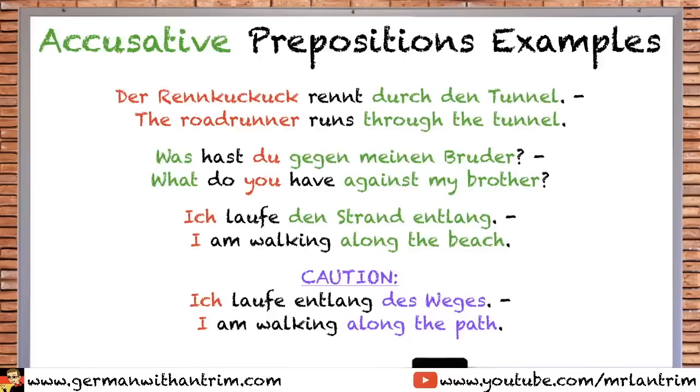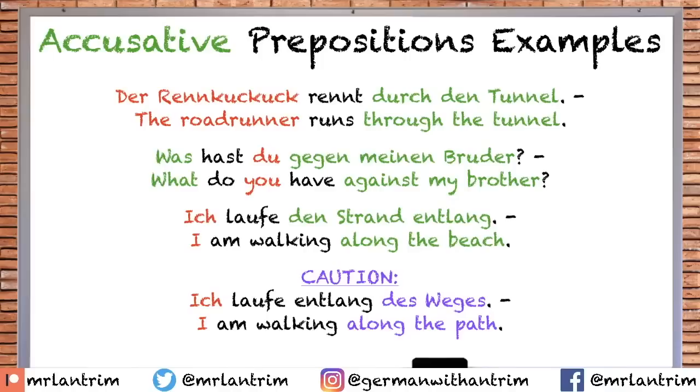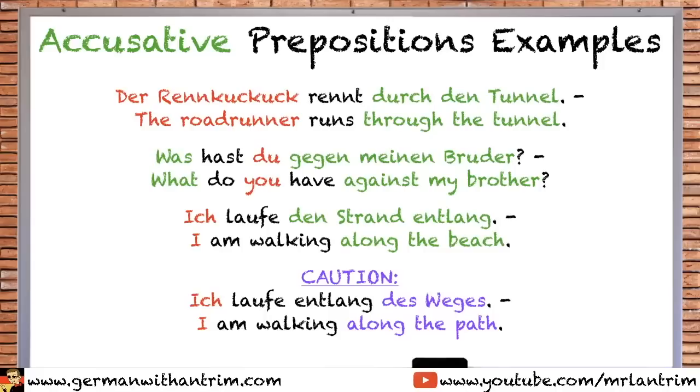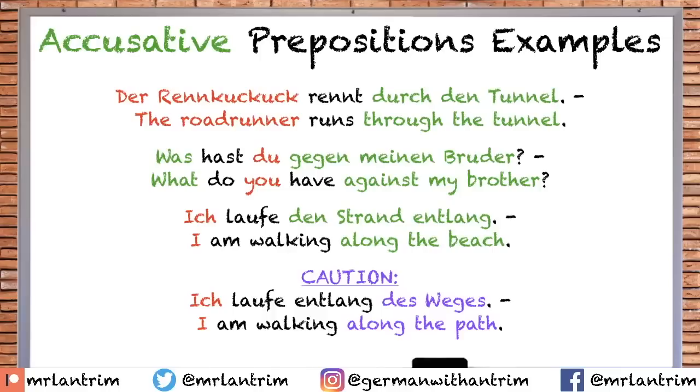Der Rennkuckuck rennt durch den Tunnel. The roadrunner runs through the tunnel. The tunnel is the thing in the prepositional phrase here, durch den Tunnel. And therefore it is accusative because durch requires the accusative case, den Tunnel because it's a masculine noun. Was hast du gegen meinen Bruder? What do you have against my brother? Gegen is against. Meinen Bruder has an en at the end because it's a masculine noun, so we use an en ending.